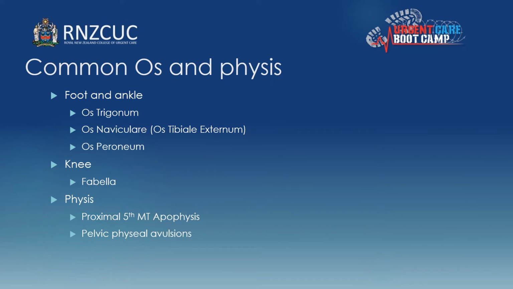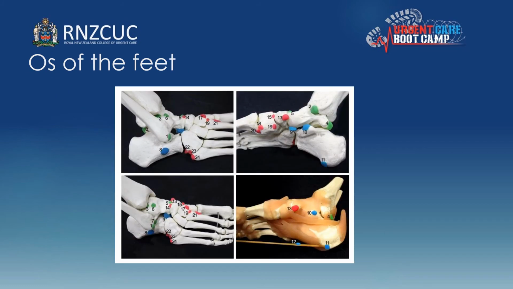So moving on to talk about some common os and physeal problems. The reason I want to talk about these particular ones is that these are all things that I have either been phoned up about, particularly as an orthopaedic registrar, or that have been sent to my fracture clinic as a fracture, or, in the case of the pelvic physeal avulsions, have been missed. So it's worthwhile just running through these, remembering that if things are sore, then there might still be pathology there. So, the os of the feet. Now there have been many os described in the literature, with a lot of these particularly rare.